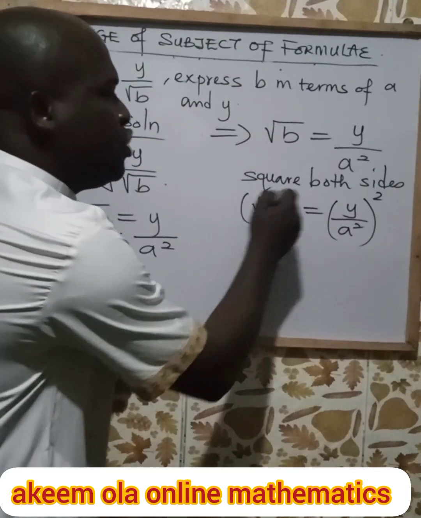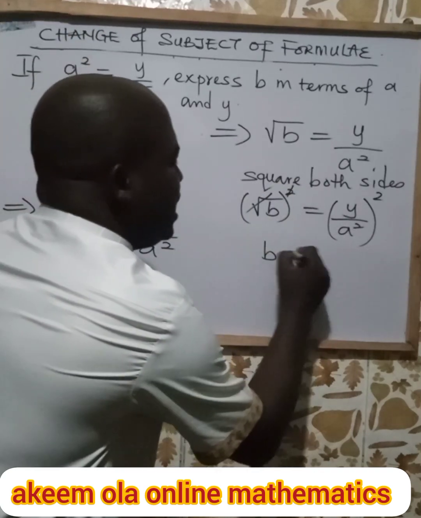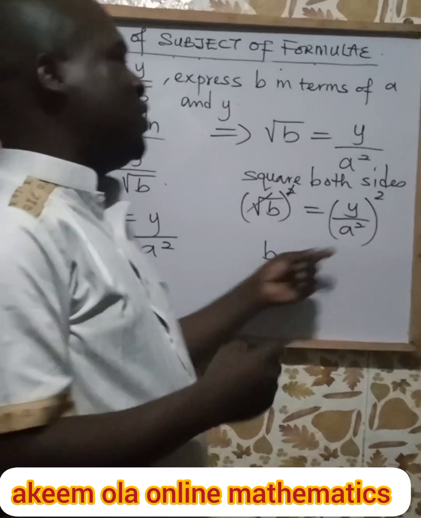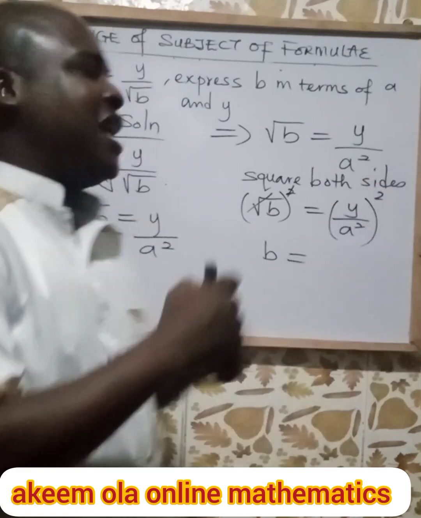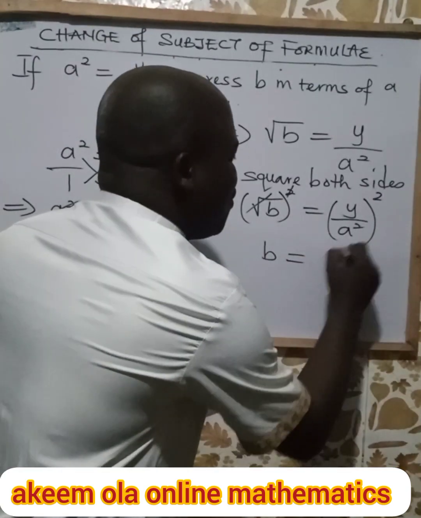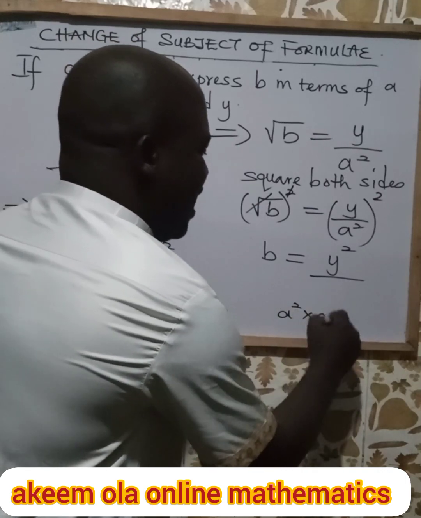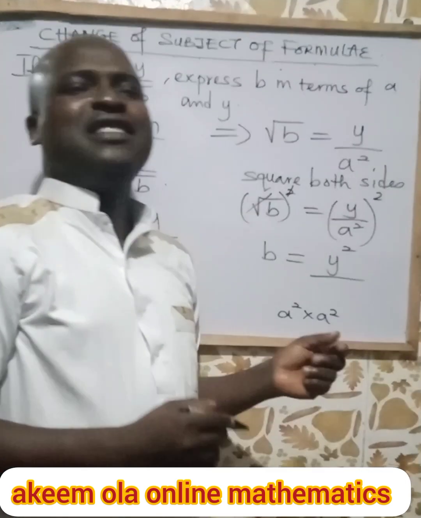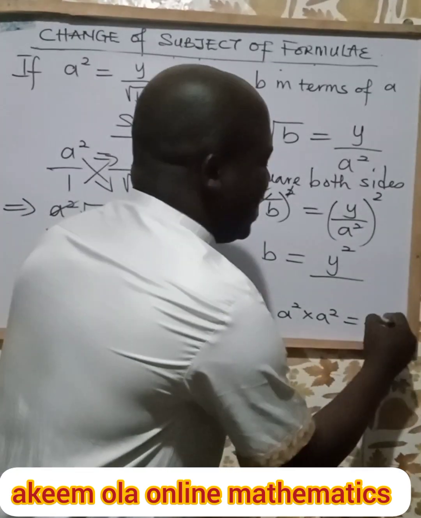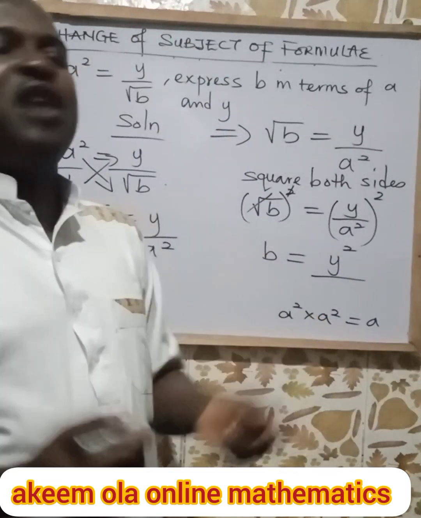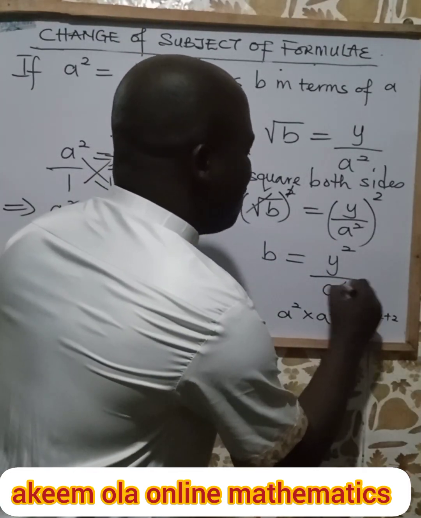If you square it now, this square will remove the root. So I'm going to have b is equal to, I am going to multiply this y two times, y times y, which gives me y square, all over a square times a square. If you apply the law of indices to this, the bases are the same, a and a. That means we take one a, then we add the powers together. We have 2 plus 2, that will give us 4.